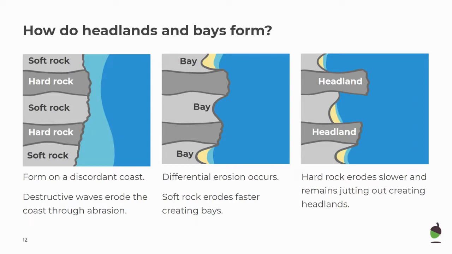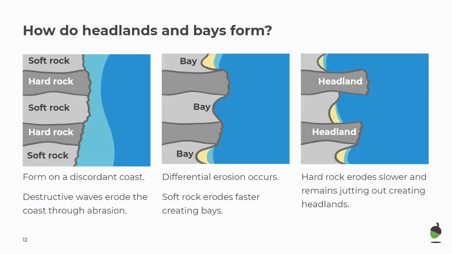The hard rock does still erode, so be careful not to get that wrong in your writing, but the hard rock erodes much slower and it remains jutting out, creating headlands. So if we look at those diagrams from start to finish, there are bands of rock perpendicular to the coastline, which we call discordant.